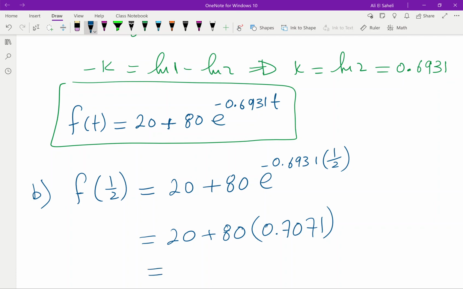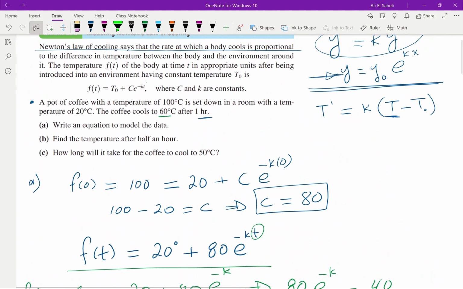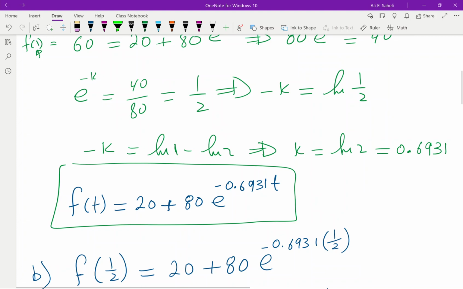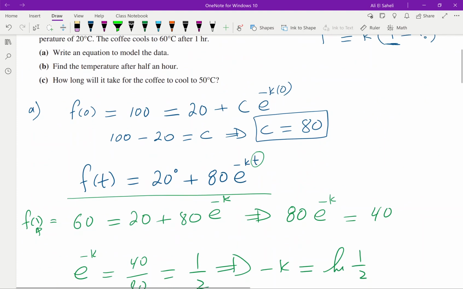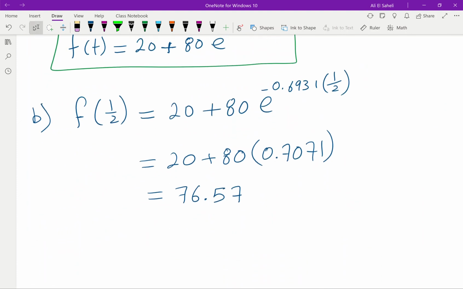So the temperature after half an hour goes down from 100 to 76.57. After half an hour, the temperature goes from an initial temperature of 100 to 76.57. How long will it take for the coffee to cool to 50 degrees C?